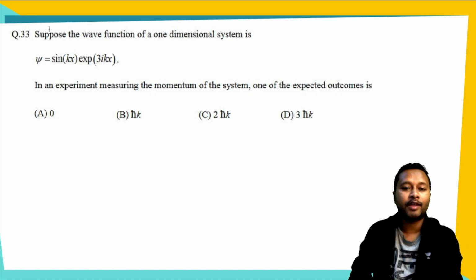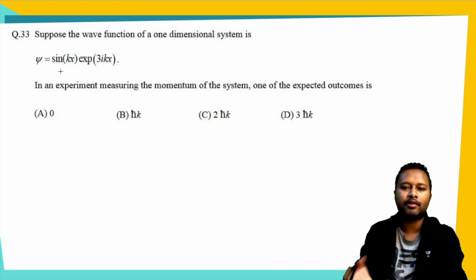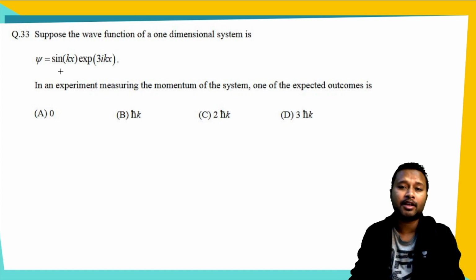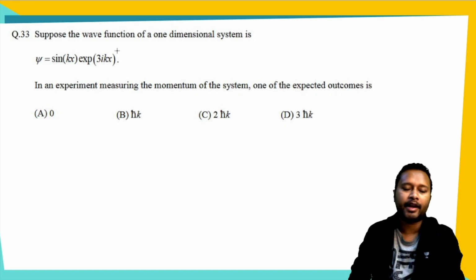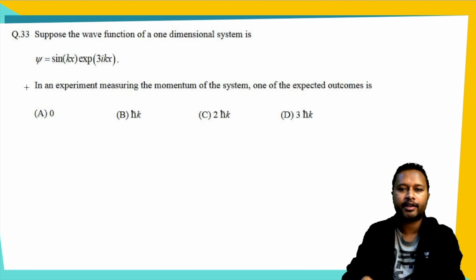Okay, so to answer this question, you cannot go to this question directly. It was asked that suppose the wave function of a one dimensional system is given to you, and they were asking you that in an experiment measuring the momentum of the system, you have to tell what one of the expected outcomes is. Many people directly just applied the momentum operator on this wave function, and they just tried to find out the expected outcome, but that was not the correct way to solve this.